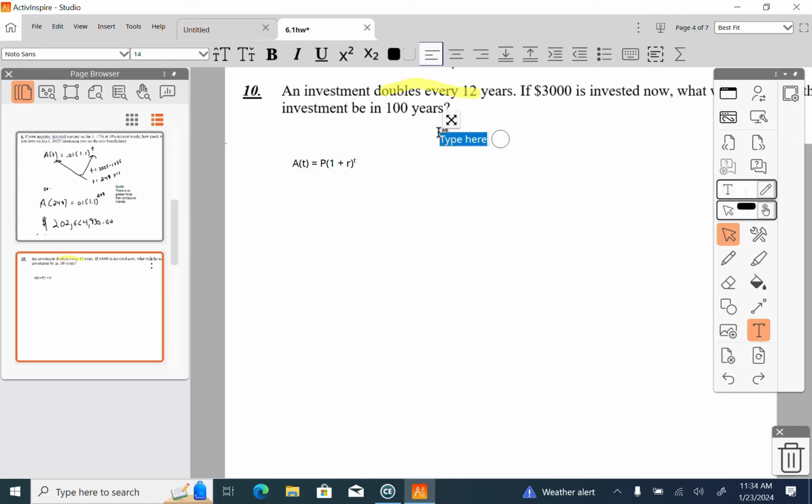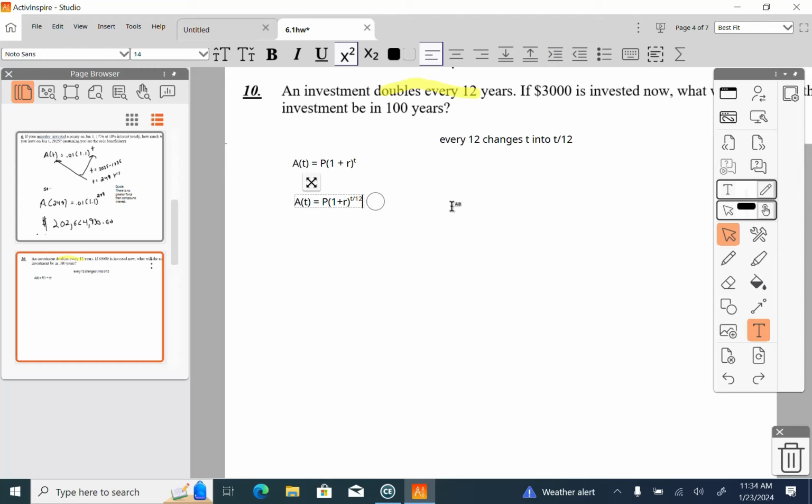Now the every 12 changes t into t over 12. So it's just something to be careful about because it doesn't happen every year. It happens every 12 years. It's a compounding idea. We compound interest every 12 years. And that has always been an issue for kids to wrap their minds around. But if you see that word every, it's a dead giveaway. You change that exponent into a fractional exponent.